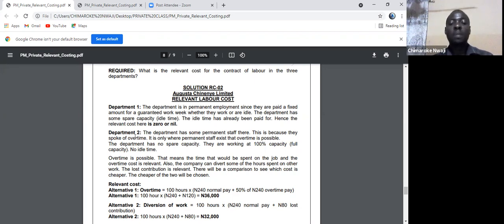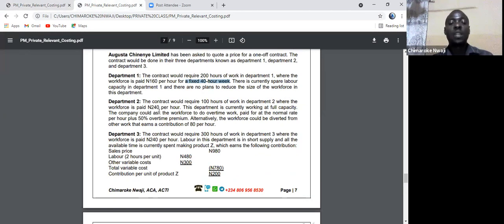Department 2 has some permanent staff there. How do we know? Now look at it here. Department 2, the contract will require 100 hours of work in Department 2, where the workforce is paid 240 naira per hour. Okay, that doesn't tell us whether it is permanent or temporary, because they could recruit some temporary staff there. They said the department is currently working at full capacity. So it means that capacity has to do with the permanence of labor.